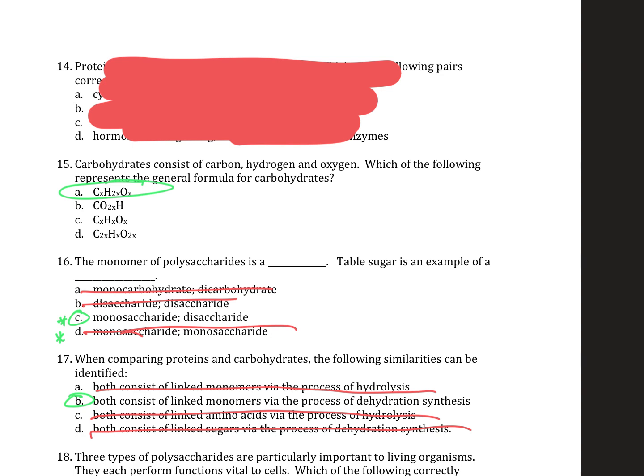Carbohydrates consist of carbon, hydrogen, oxygen. And which is a formula for it? What's the ratio between carbon, hydrogen, and oxygen? CH2O. 1 to 2 to 1. 1x to 2x to 1x. 1 to 2 to 1.